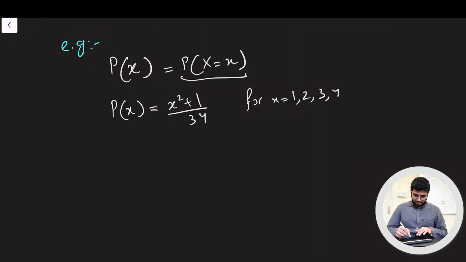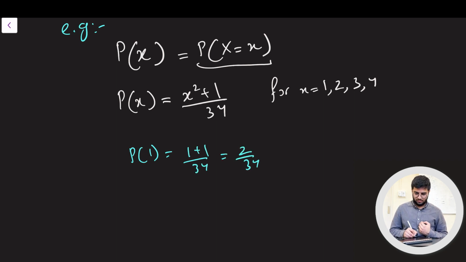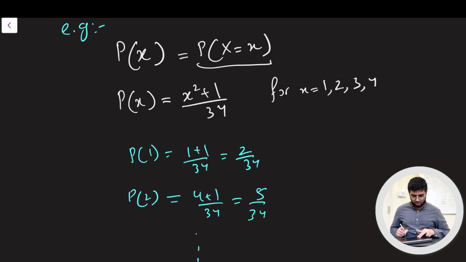All right, so what this means is the probability of getting a 1 is not written. We just have to calculate it, and it's 1 plus 1 over 34, 2 over 34. Okay, probability of getting a 2 is 4 plus 1 over 34, 5 over 34. And then on you go.